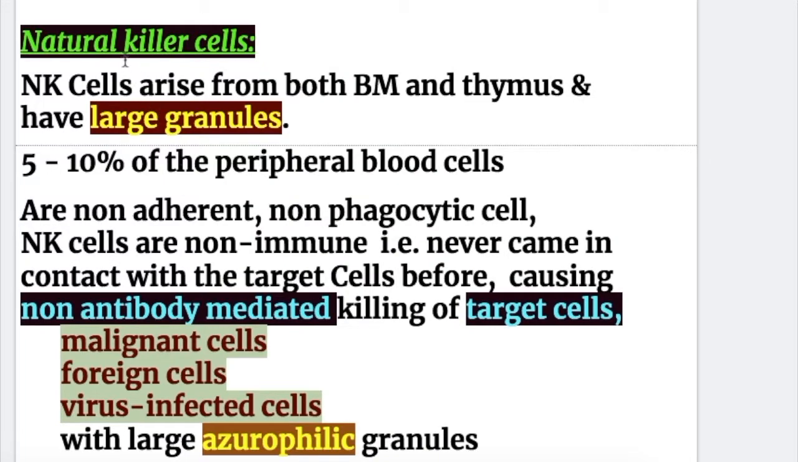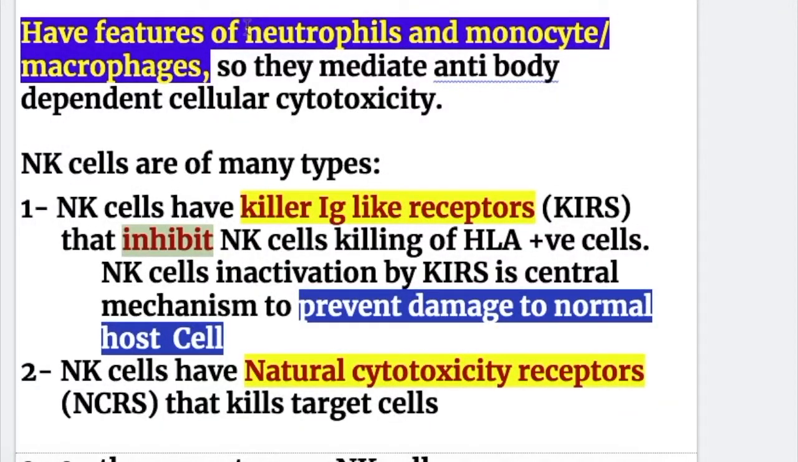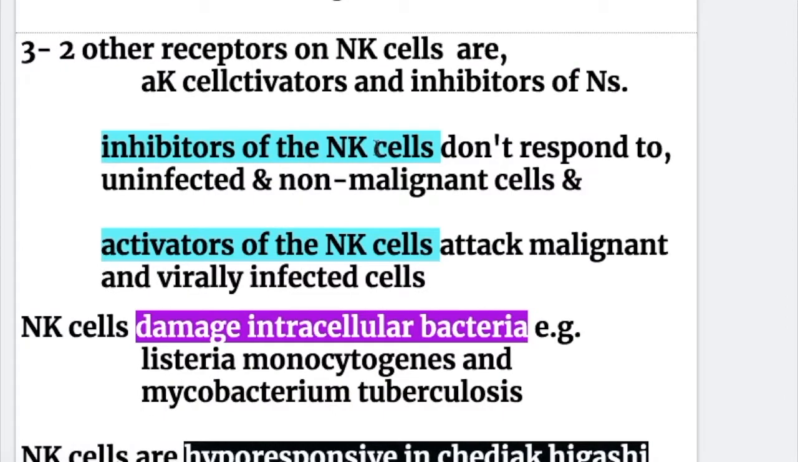So summing up, the NK cells form 5 to 10% of the peripheral blood, and they are non-immune, non-phagocytic, non-adherent. Non-immune means they attack the cells which do not have antibody, and they attack malignant cells, virus infected cells and foreign cells with their eosinophilic granules. They have features of neutrophils, macrophages and monocytes, so they mediate antibody dependent cellular cytotoxicity. Different types of NK cell receptors are killer immunoglobulin-like receptors, natural cytotoxicity receptors, inhibitors and activators of NK cells. They also attack some intracellular bacteria that include Mycobacterium tuberculosis.